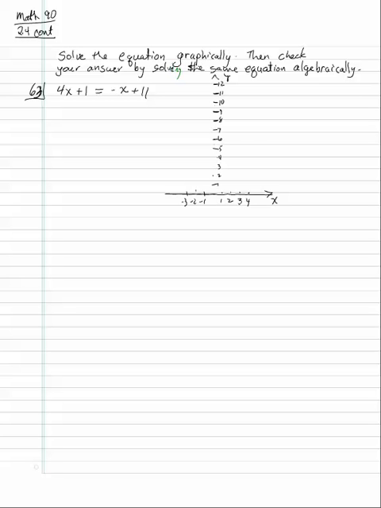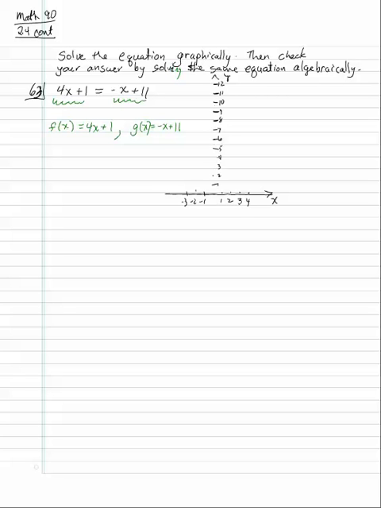So what you do is basically, to solve this graphically, we're going to split this into two equations. The left side we're going to make a function, or you can use y, it doesn't matter. And then the right side we'll make a different function. And what we're going to do is graph both these functions on the same graph, so they're both linear functions.